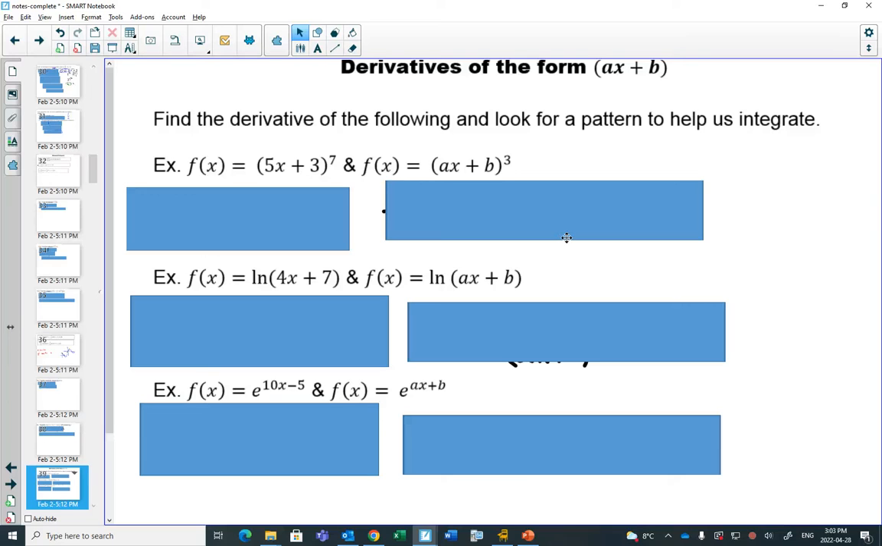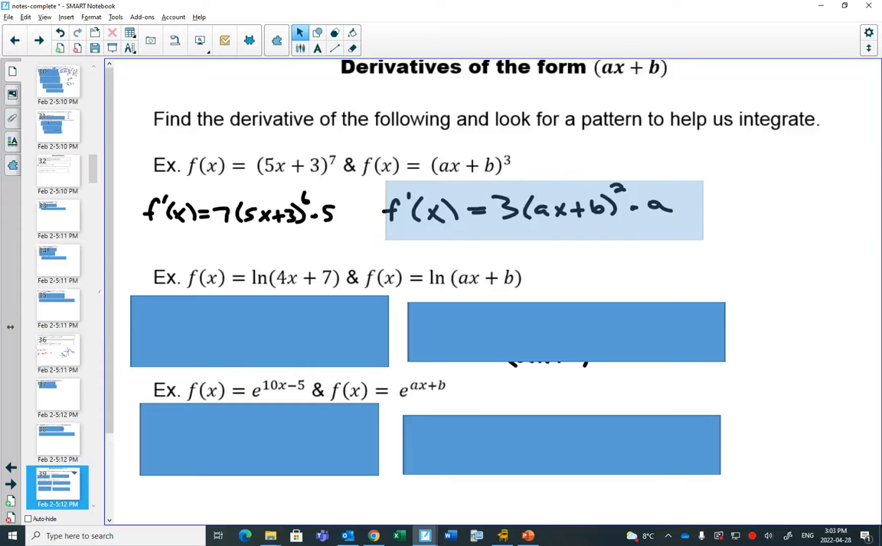And anytime the inside function is a line, y equals mx plus b, or ax plus b, if you did a chain rule, can you see that you would have to multiply by just a? So here's some derivatives, right? And we did these when we first learned the chain rule. What's the derivative? Bring the 7 out in front, subtract 1 from the exponent. Because of the chain rule, you'd have to multiply by 5.